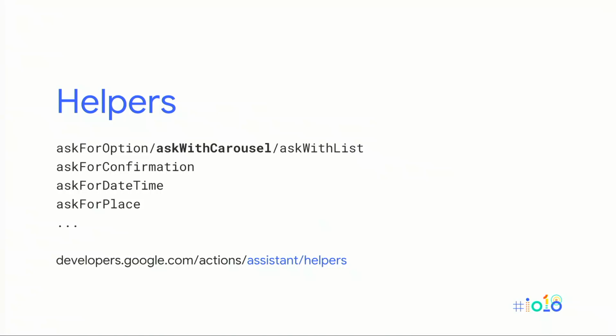What Ask with Carousel does is it presents the user with a list of options to pick from and associates visuals with each item. In addition, when the user utters the query to select an item, Google does the matching of the query to the item. So we can deal with variations in how people pick things much better. So let's make our prompt better with the Ask with Carousel helper.